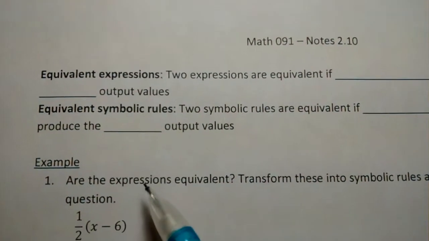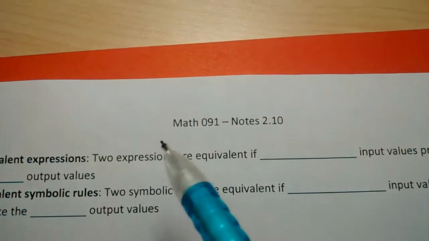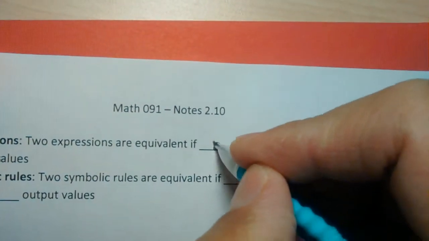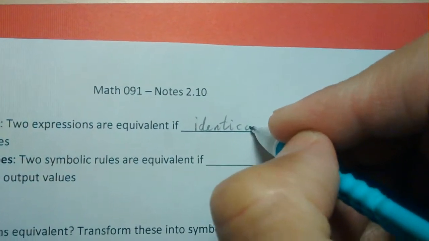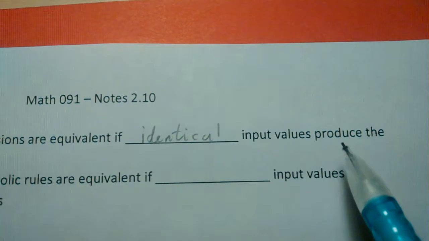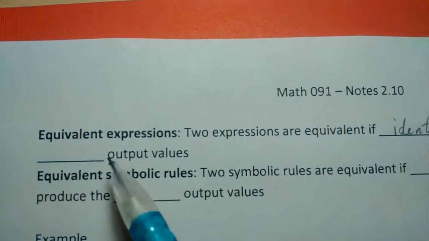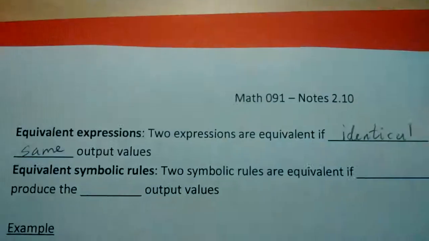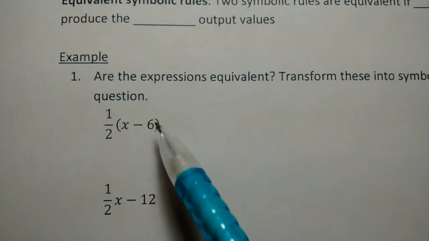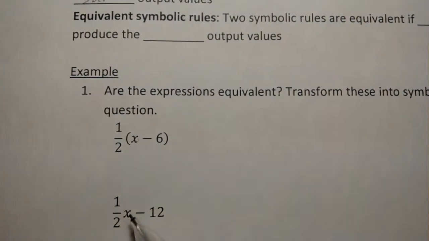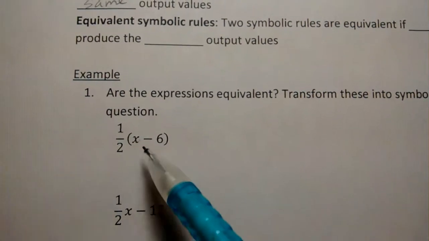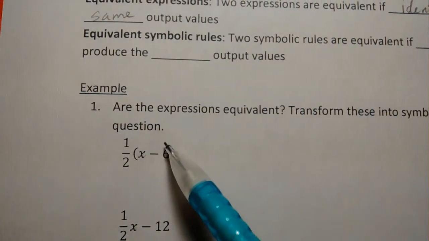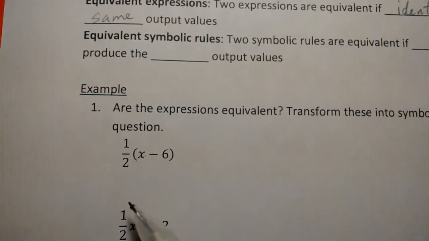So the definition of equivalent expressions is this: two expressions are equivalent if identical input values produce the same output values. So if we look at these two, we'll think of this variable here and here as the input variable, and the question is, if I plug in the same value, or replace this with the same value, will this resulting expression have the same values?